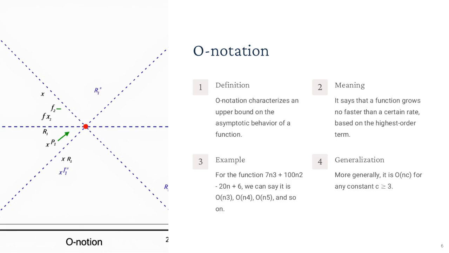O notation, or big O notation, describes an upper bound on an algorithm's growth rate, capturing the maximum performance under worst-case conditions. For example, a function is O(n cubed) if it grows no faster than n cubed for sufficiently large inputs. This focus on the highest order term simplifies analysis by ignoring lower order terms and constants.